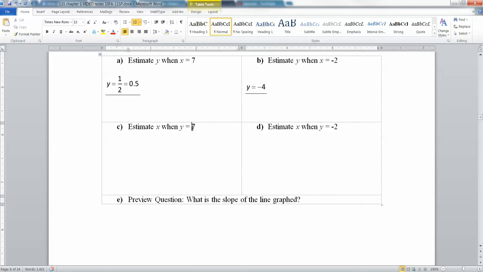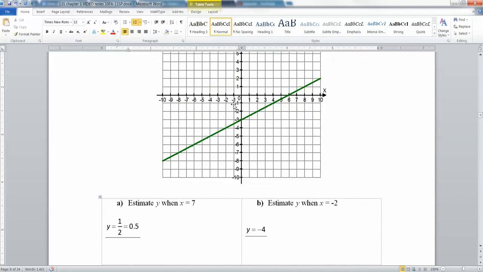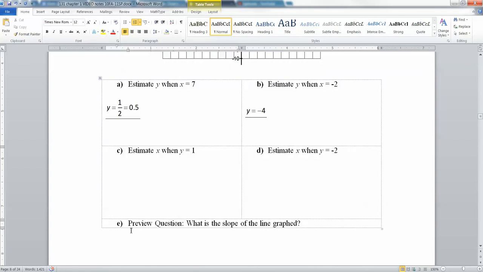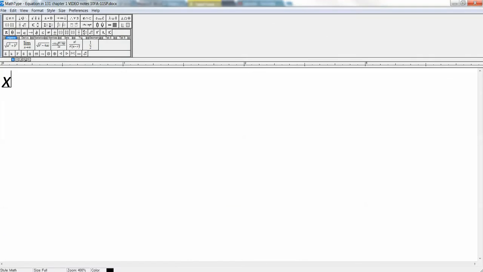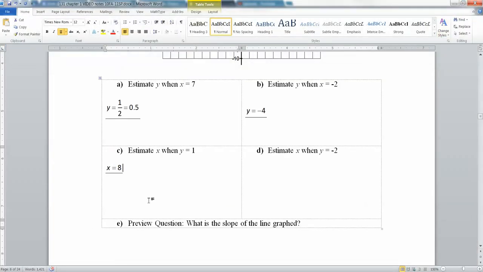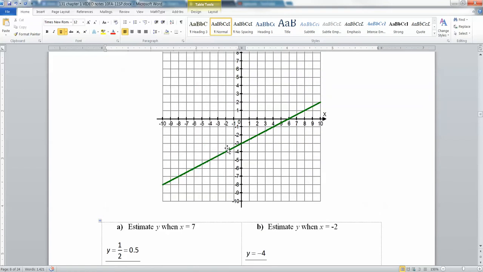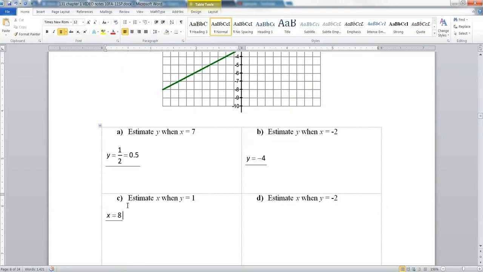So let's change this so that y is equal to 1. How about that? That's something that is on the graph. So if I go to 1 right here, that's x is equal to 8. Right? Again, I switched it because the number they gave me actually wasn't on screen. That was a typo on my part. Okay? And yeah, you could plot it out, but we're not going to do that. We're just going to say x is equal to 8.